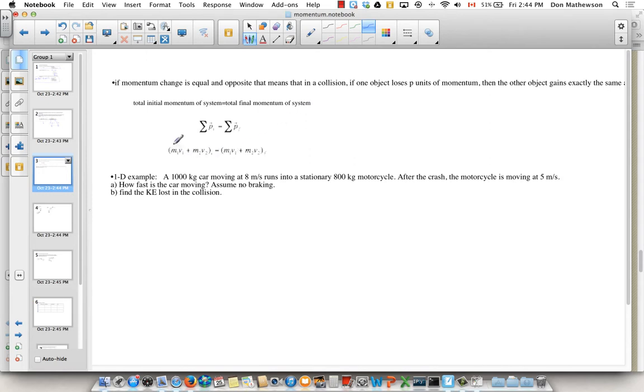There's a couple of ways to write that. You can write m1v1 at the beginning plus m2v2 at the beginning is m1v1 at the end plus m2v2 at the end, or you can say the sum of all the initial momentum equals the sum of all the final momentum.